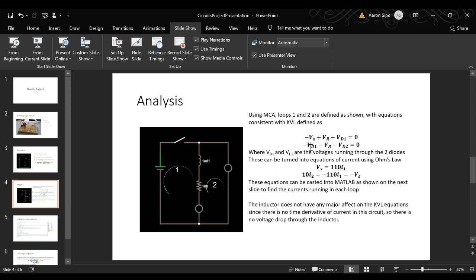Loop 2 is very similar, just the opposite for the diode and the resistor. And then since the second diode has opposite orientation as the first one, that will also be negative. And using KVL, both those have to be equal to 0.